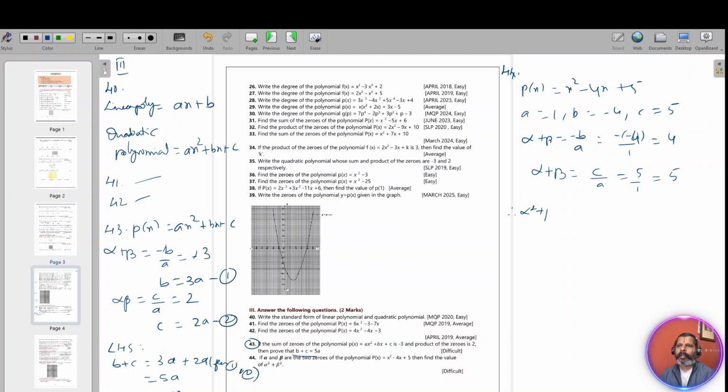Therefore, what is required is alpha square plus beta square. How could I write it? Alpha plus beta whole square minus 2 alpha beta. Just check out, it's the a plus b whole square formula: a square plus b square plus 2ab, and minus 2ab cancels. So alpha square plus beta square we get, alpha plus beta, we just saw it is 4 above, squared, minus 2 times alpha beta, which is 5. 16 minus 10 is 6. Very simple. Otherwise, you find the roots alpha beta of this polynomial first, then square and add them. That also can be done. We'll see the next question.